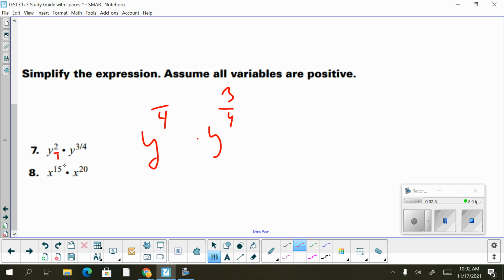The bottom right now is a 1. So I multiply the top by 4 as well. So 8/4 is equivalent to 2. When I add those up, I add my numerators and get 11, but keep my denominator of 4. So y to the 11/4.